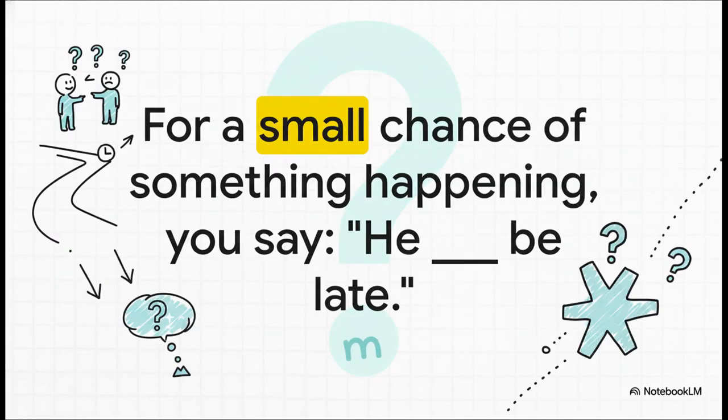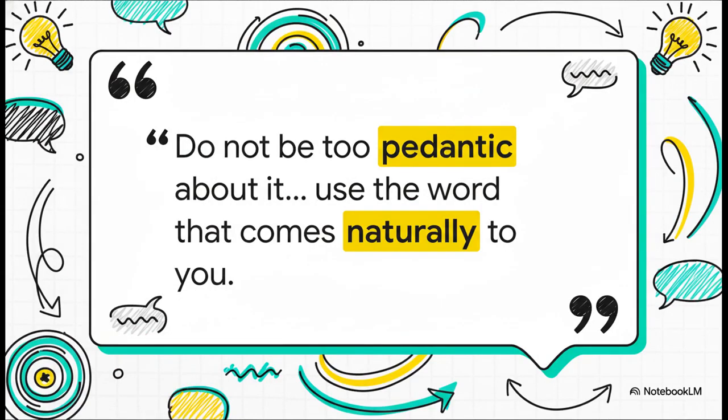Okay, final quiz. If you think there's just a small chance your friend will be late, you'd say, he blank be late. Which word shows that smaller possibility? You got it. It's might. He might be late. Now, after going through all these rules, I want to share the most important piece of advice of all. Honestly, don't get too stressed out about being perfect.